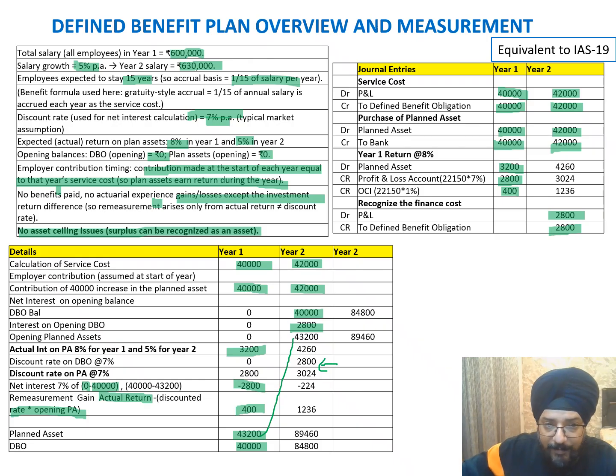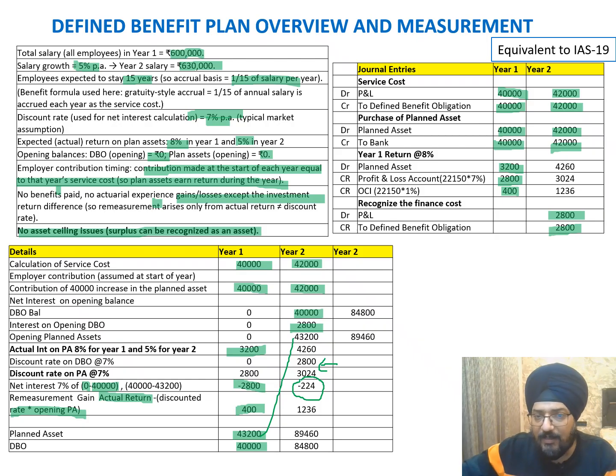Now what will happen? We have to apply the discount rate. The same formula we have to employ. We have to apply the discount rate on the total planned assets. So we'll apply the rate of 7% on 43,200. That is equal to 3,024. When we compare this 3,024 with the 2,800, we have a net impact, which means that the interest earned is more than the discount that has been applied on my defined benefit obligation. So this is the amount that will be shown as a credit to my P&L.